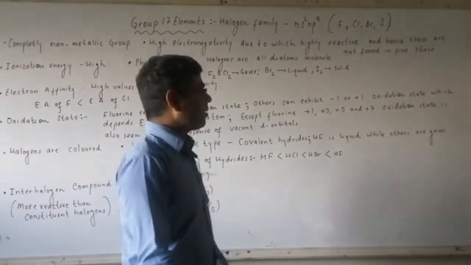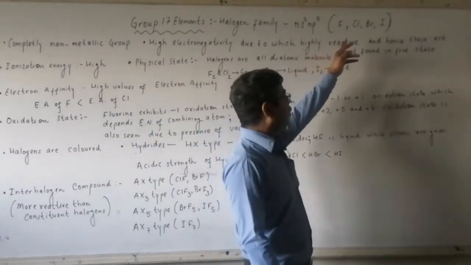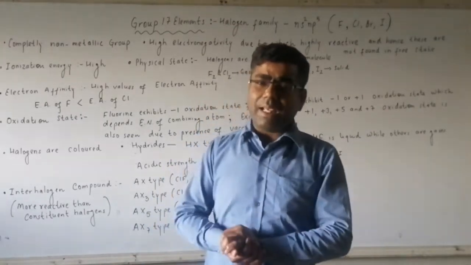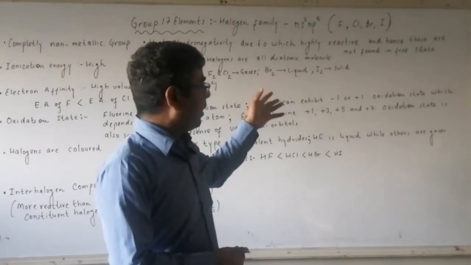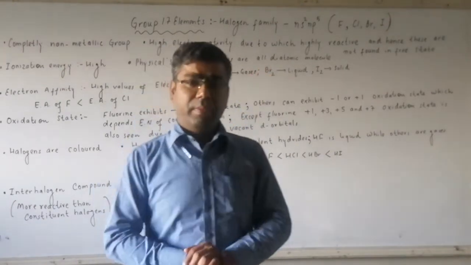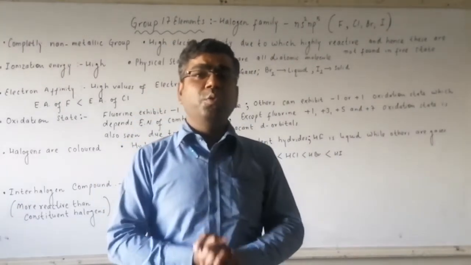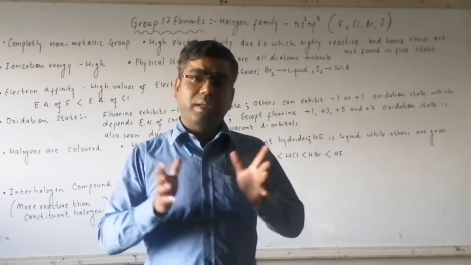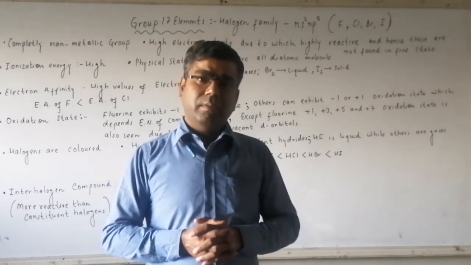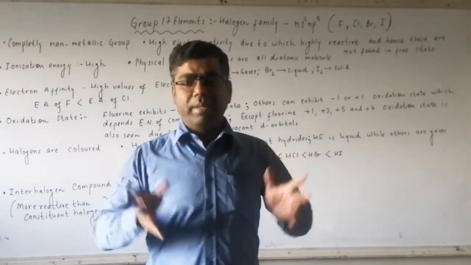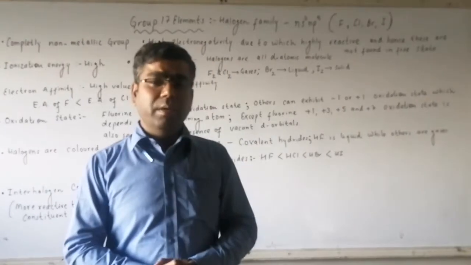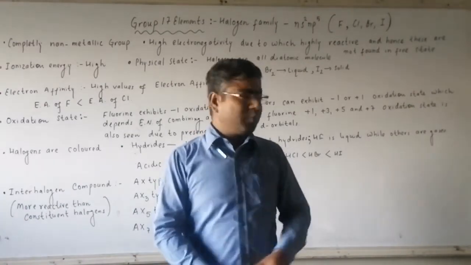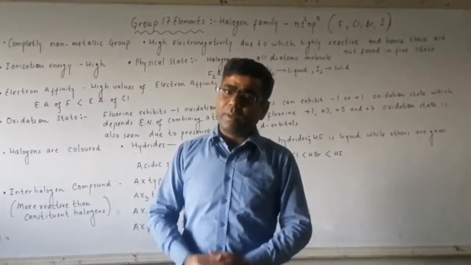Then the elements: fluorine, chlorine, bromine and iodine. Fluorine is the first element of this group, followed by chlorine, then bromine and then iodine. Fluorine belongs to the second period. So fluorine does not have a vacant d orbital, because for the second energy level we don't have a d subshell. That's why fluorine exhibits some anomalous properties.